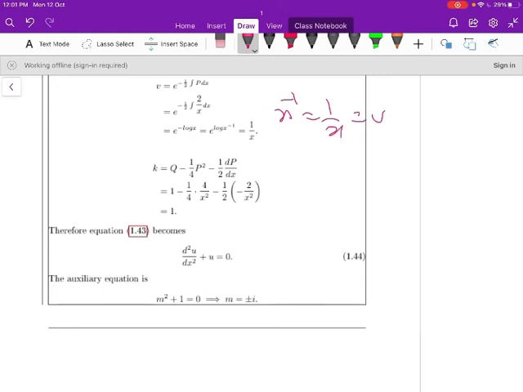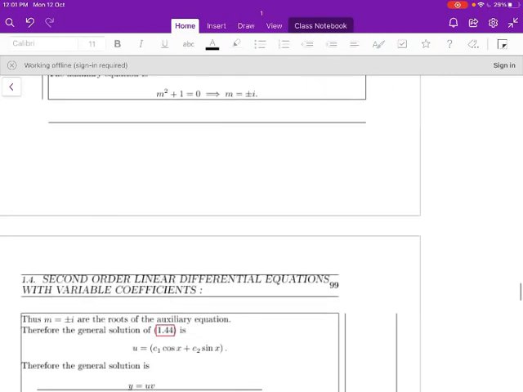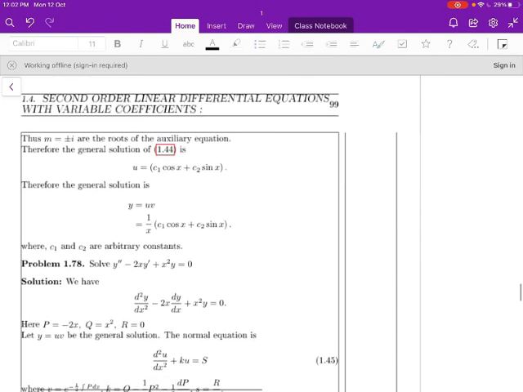Let us find k. k is q minus 1 by 4 into p square minus half into dp by dx, where q is 1 and p is equal to 2 by x. So minus 1 by 4 into p square, that is 4 by x square, minus half into the derivative of 2 by x, that is minus 2 by x square. After simplifying we have 1. So k is 1. Therefore the normal equation is d square u by dx square plus u is equal to 0. So it is a homogeneous equation.